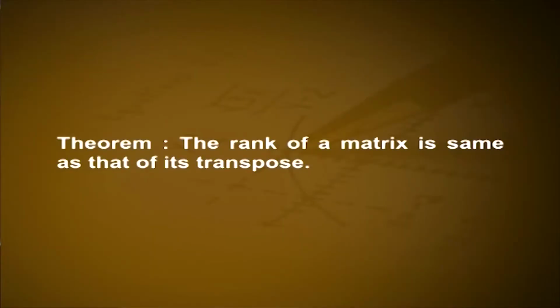Theorem: the rank of a matrix is same as that of its transpose. Proof: we note that for an n-square matrix A, determinant of A is equal to determinant of A transpose, where A transpose is the transpose of A. That is, the value of the determinant of a square matrix remains unchanged if rows be changed into columns and columns into rows. Now, let rank of A be equal to R.